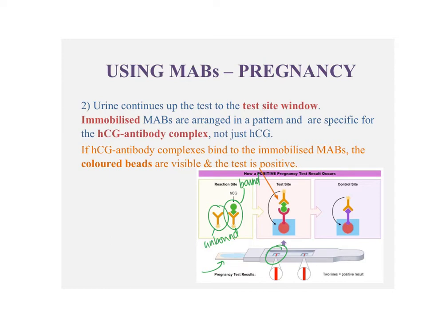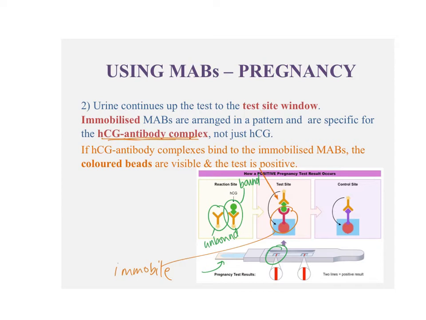And what we've got in the test window is another monoclonal antibody that's immobile. This immobilized monoclonal antibody is specific for the HCG antibody complex, and it's only going to bind to an HCG molecule if it is bound to that initial mobile monoclonal antibody.